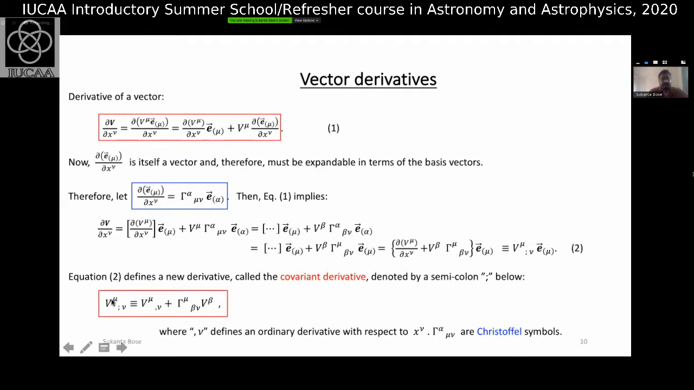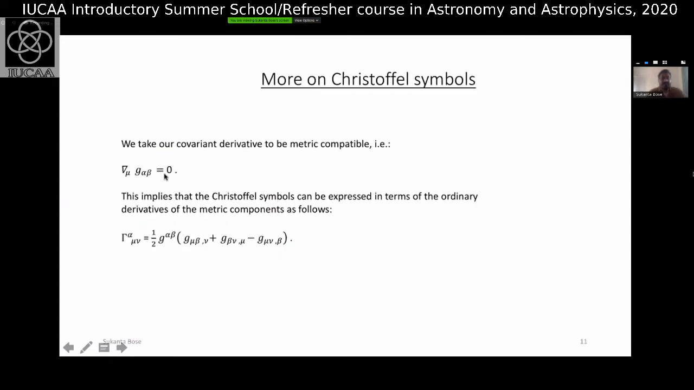Remember that the covariant derivative acts on this, and if the covariant derivative acting on the metric is 0, that has implications on the Christoffel symbol properties. I'm asking you to take this on faith right now. This will become clearer in the next few slides. But the point is that requiring the covariant derivative's action on the metric to be 0 means that the Christoffel symbol can be computed in terms of metric derivatives like this.